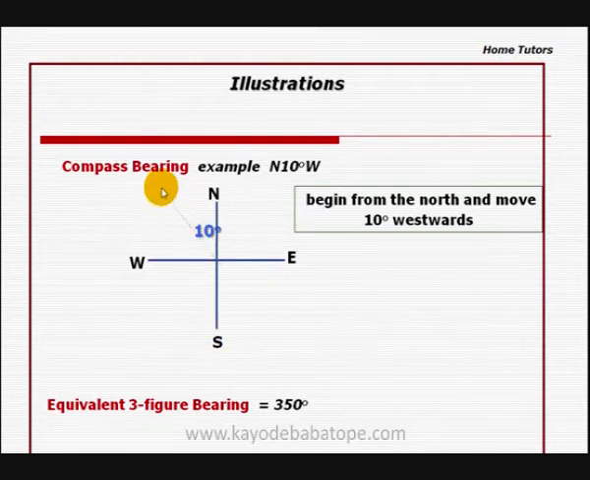So, in describing this line, you can either say it is 10 degrees west of the north, or you say it is 350 degrees away from the north. That is 350 degrees. And when you give a three-figure bearing, the standard is that the reference is always the north.